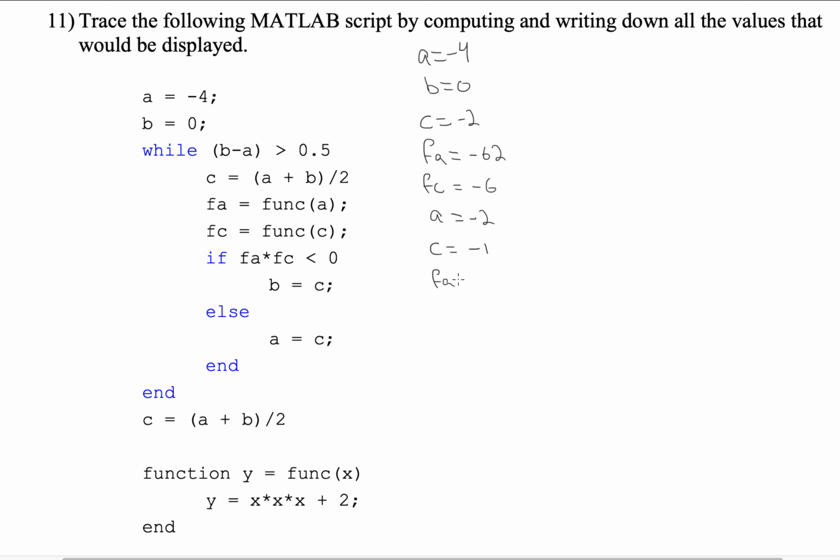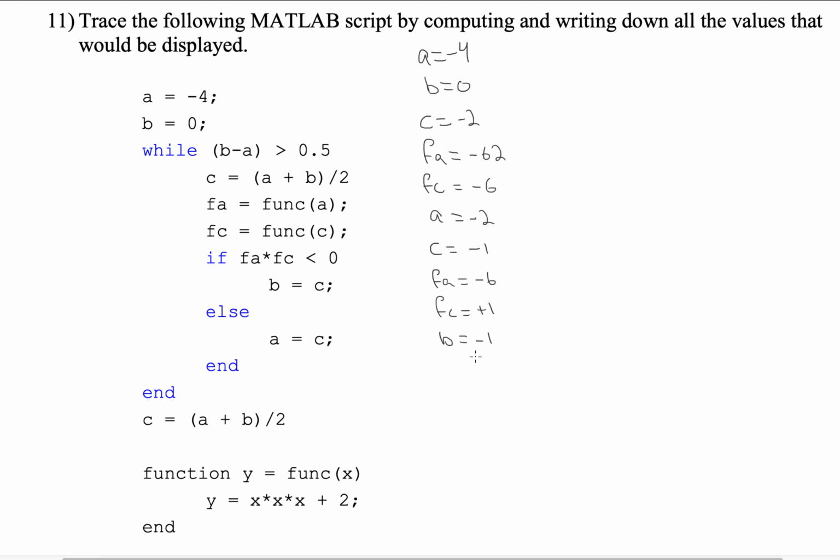So fa is equal to -2 cubed plus 2. That's -6. fc is equal to -1 cubed plus 2. That's +1. Now, if fa times fc is less than 0, we multiply these together. That is a negative times a positive. That's a negative number, so we're going to do b equals c. So b is our new c value, which is -1. Now that ends. We go again.